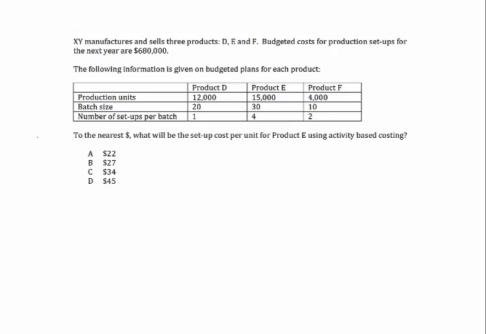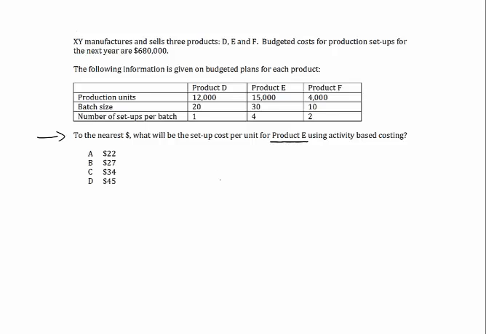So this question asks, to the nearest dollar, what will be the setup cost per unit for product E using activity-based costing? Now, first of all, even though it only wants this for product E, the way activity-based costing is going to work is you have to work out the cost per setup for the entire organization, and then we'll look at specifically how much we're going to charge to product E.